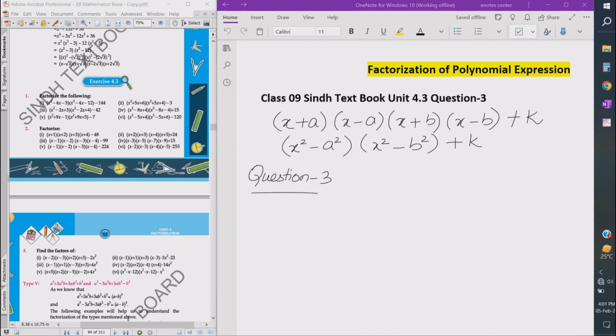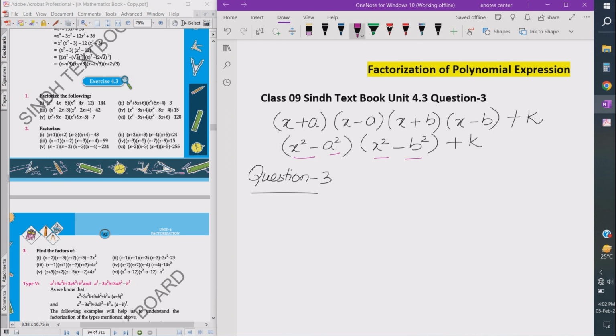We have already covered multiple types of polynomial expressions. Today we will cover another type which is related to multiplying expressions or terms in a way so we can make the difference of two squares formula here. You can see the example: we have x plus a and x minus a, and x plus b and x minus b. So here we make x square minus a square and x square minus b square. Then after that we will simplify using this method.